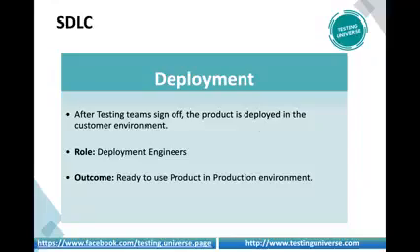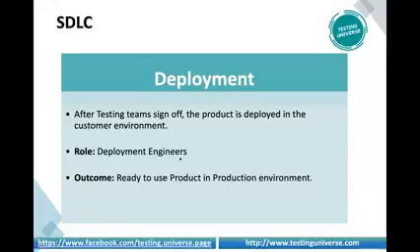In the development phase, there will be a development environment. In the testing phase, there will be a testing environment, and the customer environment will be the production environment. This will be the production environment. Okay, so that is called the deployment phase. Once everything is done, after the testing team signs off, the product is deployed or installed in the customer environment for the end user.